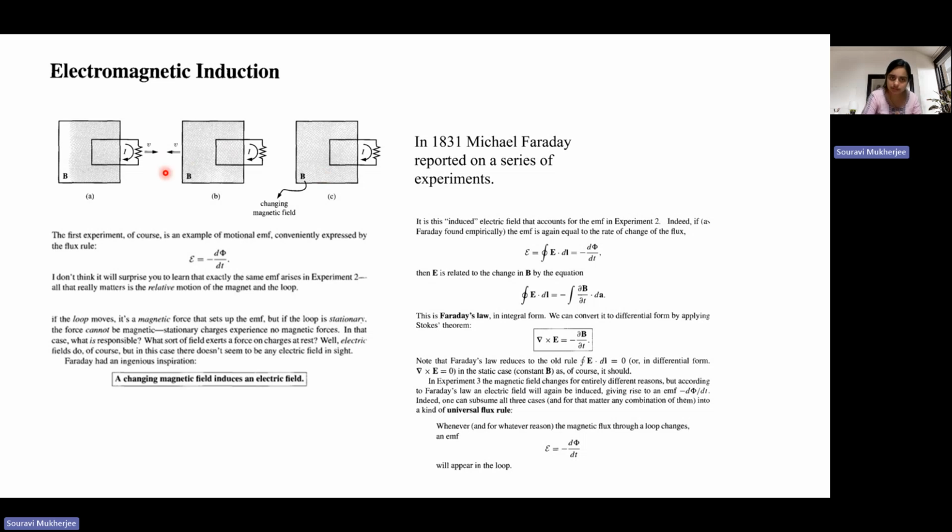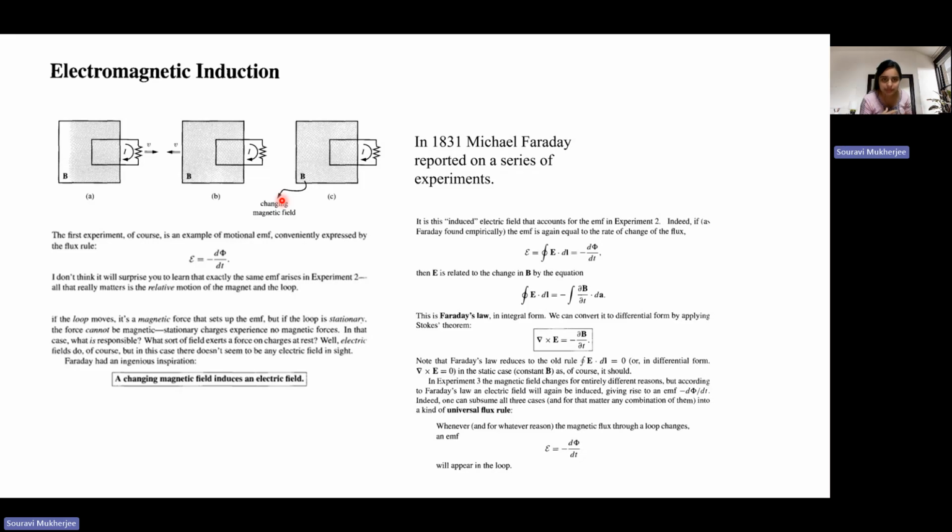The motion of the magnet does not matter. What matters basically is the change of flux. So now how do we explain that? Why is this change of magnetic flux resulting in a net force on the charges? We know that stationary charges experience no magnetic force, right? Magnetic forces on the charges only come in when you have a moving charge. So if the charges are stationary, why are they experiencing any force?